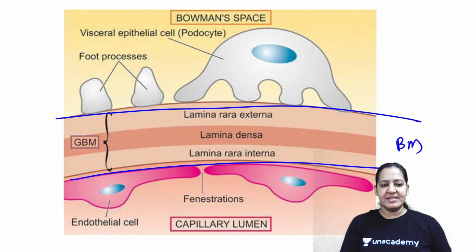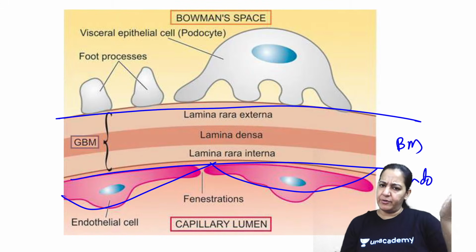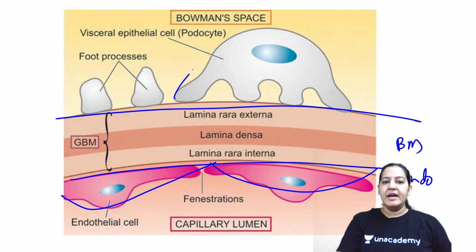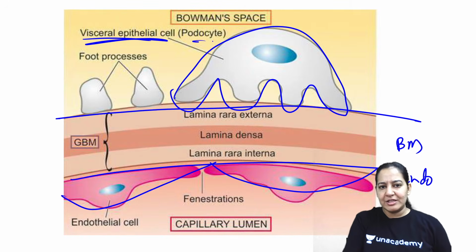You can see on one side, there is endothelium. This is endothelium of the capillary. On any side, you can draw anything. And on the other side, it is the visceral epithelium, the visceral epithelium of the Bowman's capsule, which is known as podocyte.